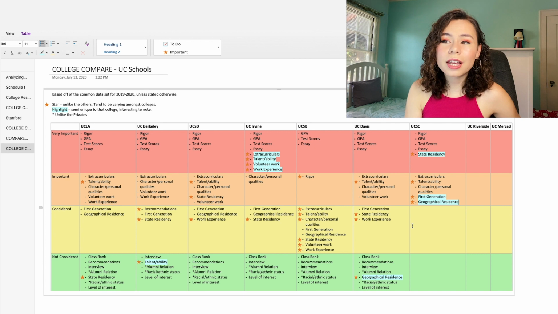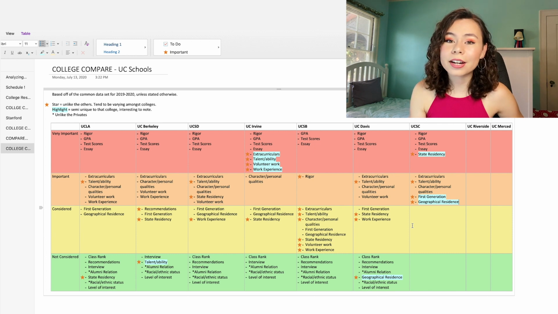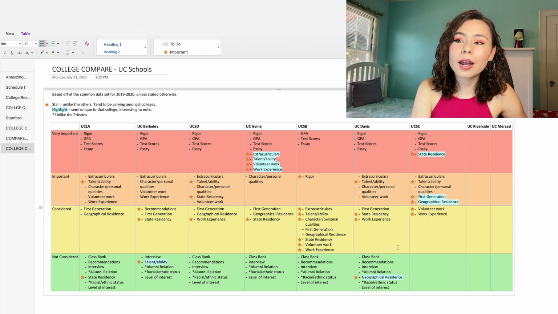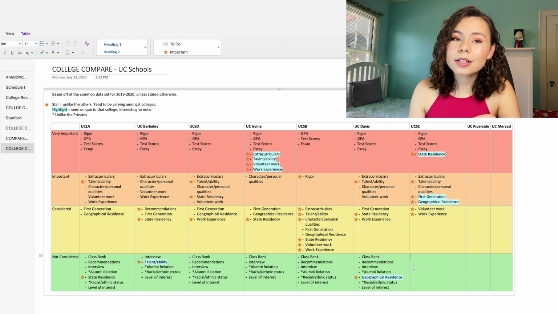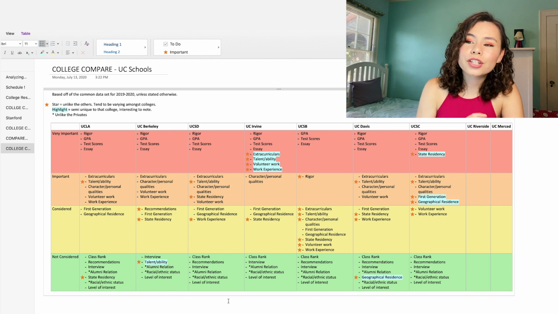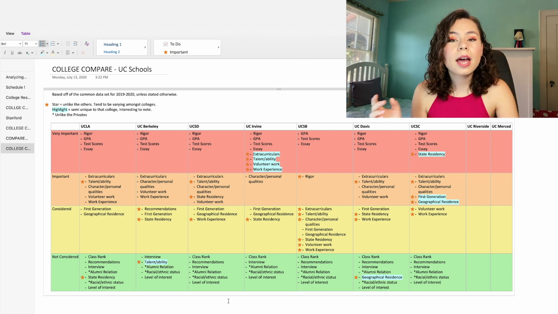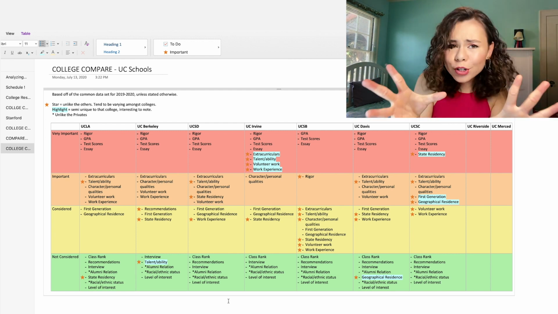Knowing this information, if you are a first generation student, maybe it would be a good idea to apply to UC Santa Cruz because you might have a higher advantage of getting in. Now, for what is considered, we have volunteer work and work experience, and that's it in this category. And then for not considered, we have class rank, recommendations, interview, alumni relation, racial or ethnic status, and level of interest. Pretty standard.